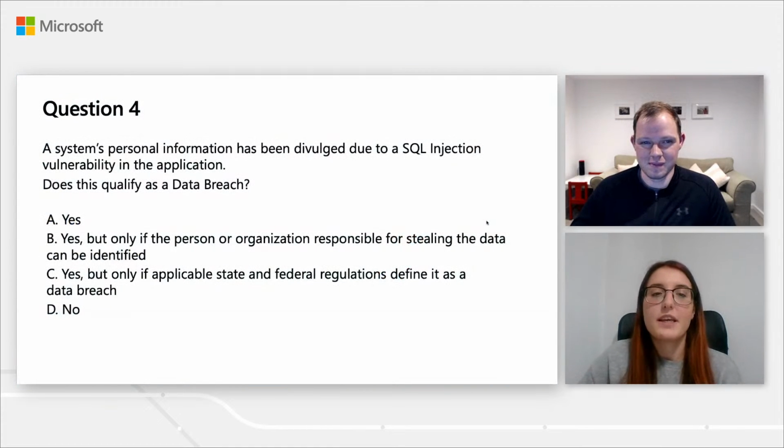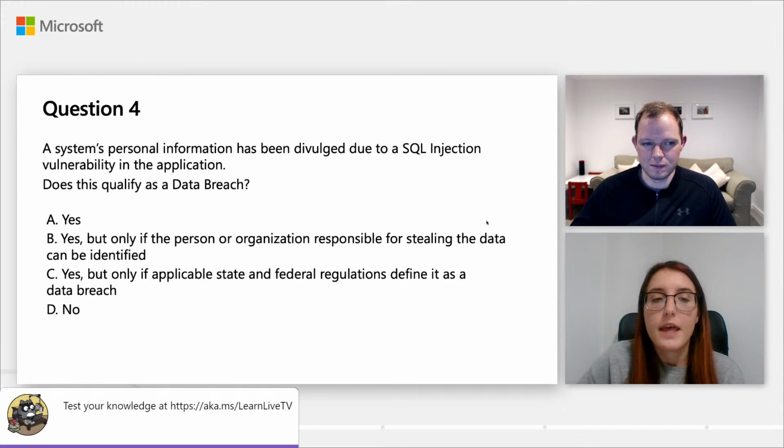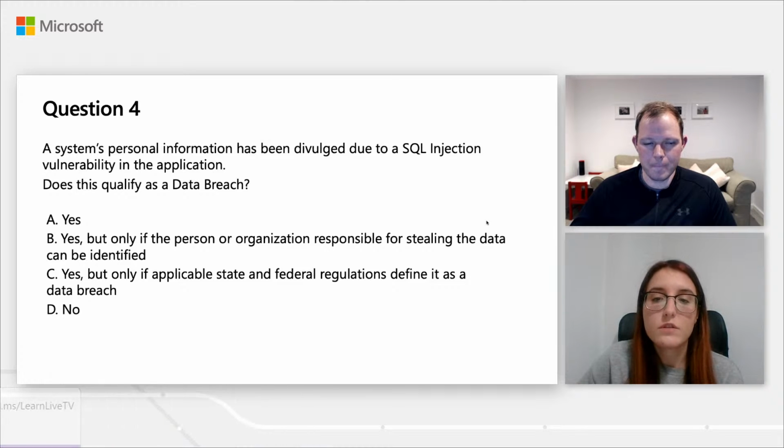Question 4: a system's personal information has been divulged due to an SQL injection vulnerability in the application. Does this qualify as a data breach? A, yes. B, yes, but only if the person or organization responsible for stealing the data can be identified. C, yes, but only if applicable state and federal regulations define it as a data breach. And D, no. So should we tackle the long ones? Yes. Let's see. C.